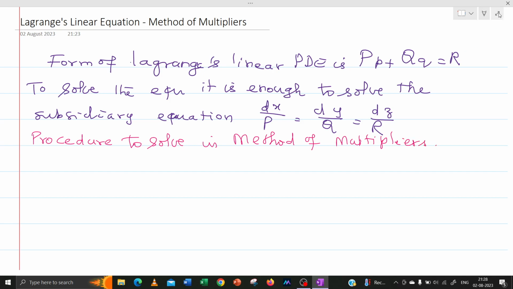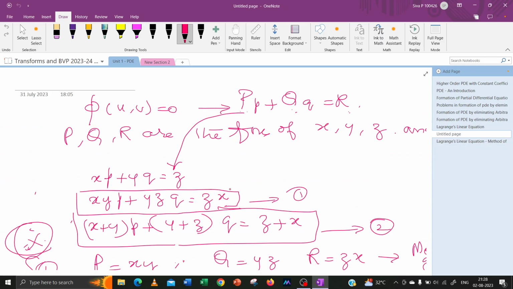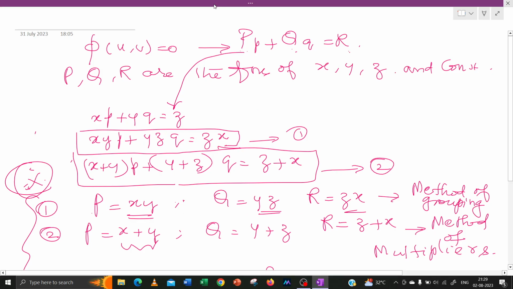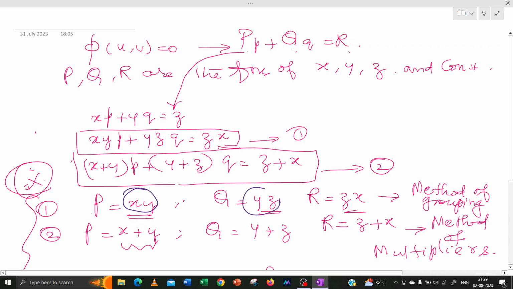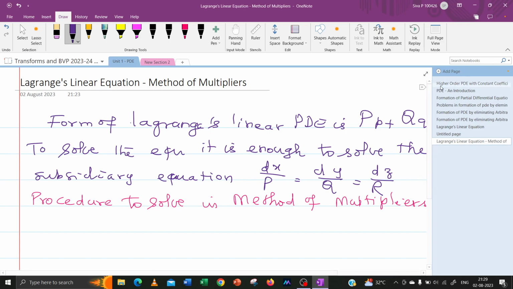In the last class I explained when you have to choose the method of grouping and the method of multipliers. When the functions of x, y, z are in the form of multiplication, like P equal to xy, Q equal to yz and R equal to zx, then we go for the method of grouping. In case you have not seen the previous class, please go through it and you will understand very easily. If it is in the form of addition, then we go for the method of multipliers. So this is a shortcut to choose between the method of grouping and the method of multipliers.